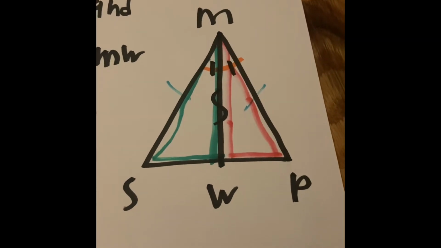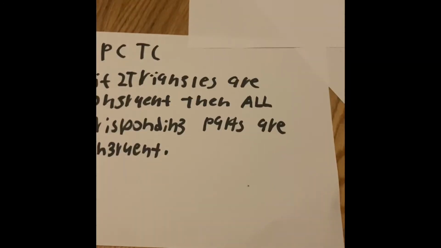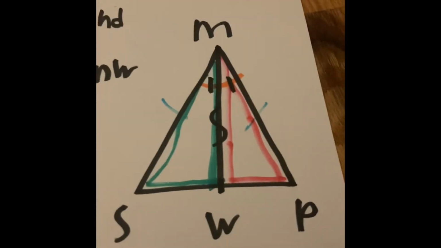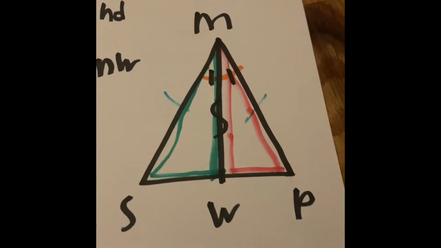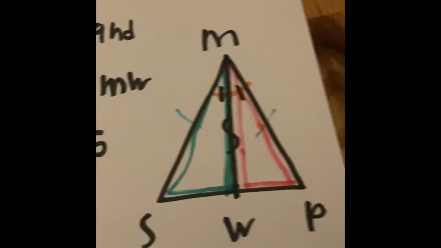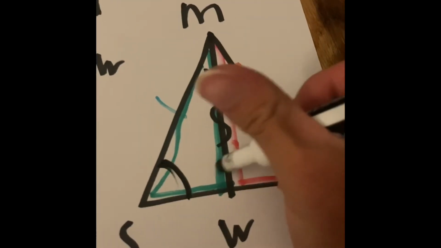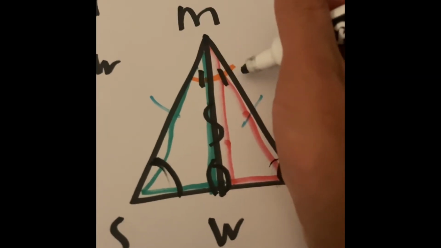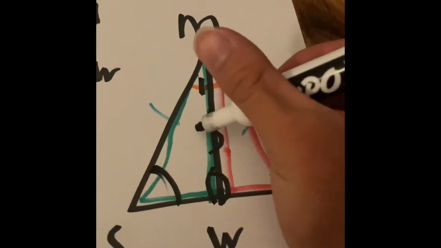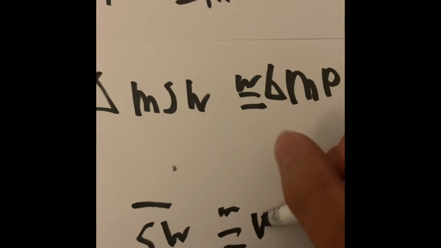But hang on, we have one more thing we can do. We said earlier that if two triangles are congruent, which we have, then all of the corresponding parts that make up the triangle, even if they're not listed, are congruent. We can say that this angle and that angle are congruent. We can say that this angle and this angle are congruent. We can say that this angle and that angle are congruent. We can say that segment and that segment are congruent. And we can say that this and that are congruent. So we can say that SW is congruent to WP.